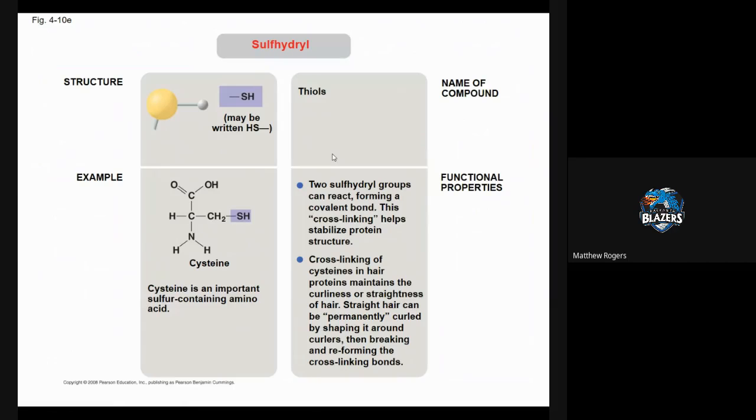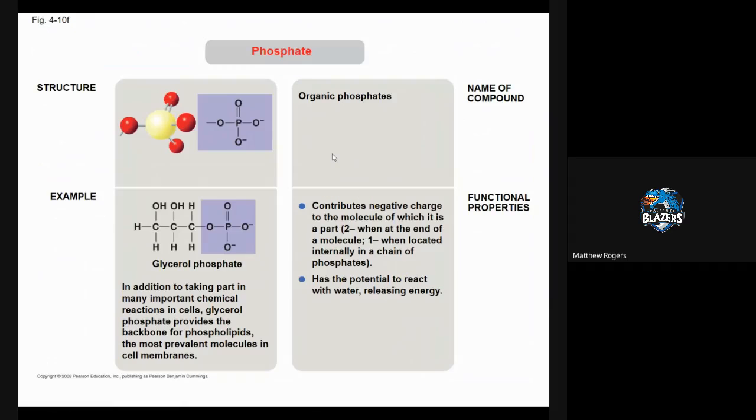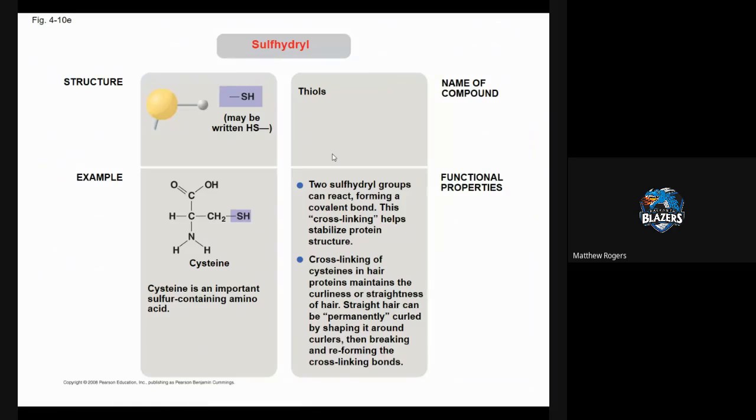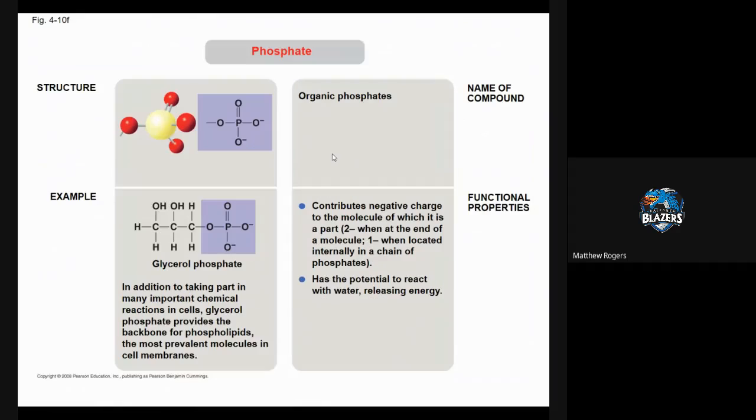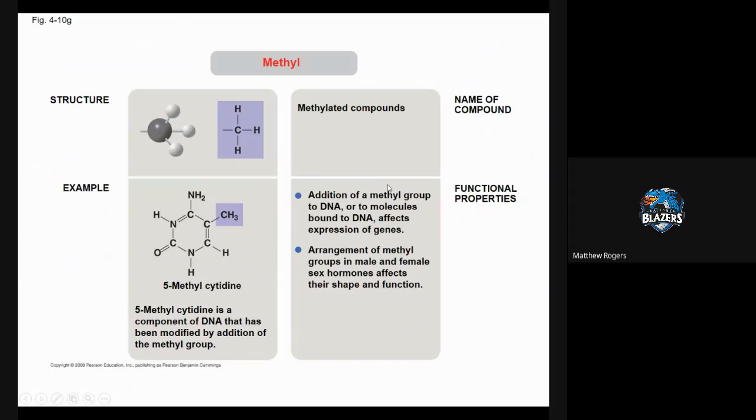Sulfhydryl, these guys aren't polar at all. These guys are pretty neutral, or not basic, sorry. Long run, nonpolar. Phosphates, look here. That's pretty full of oxygens, so this guy is polar. Methyl is a carbon and 3 hydrogens. It is nonpolar. So these different things are used in different situations.